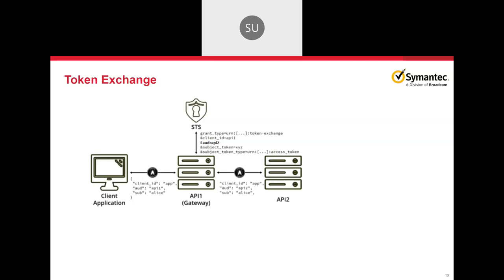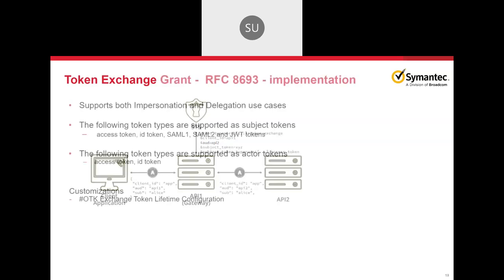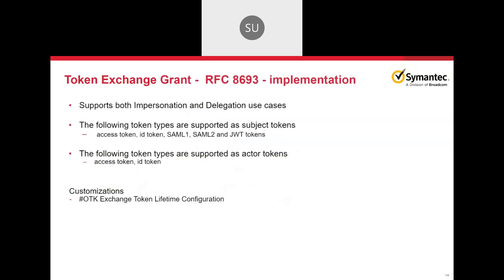In OTK, we are supporting both impersonation as well as delegation. And we are supporting different types of subject tokens such as access token, ID token, SAML 1, SAML 2, and JWT tokens. And similarly, we are supporting access token and ID token as actor tokens. And we have given a few customizations to customize our subject token validations and also to configure the exchanged token lifetime. So with this, I will jump to the demo.